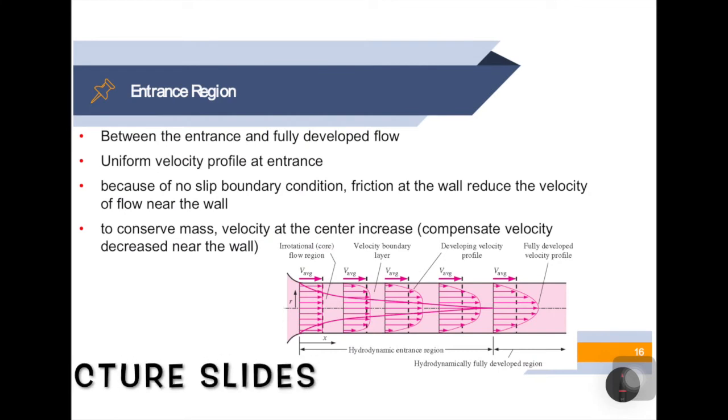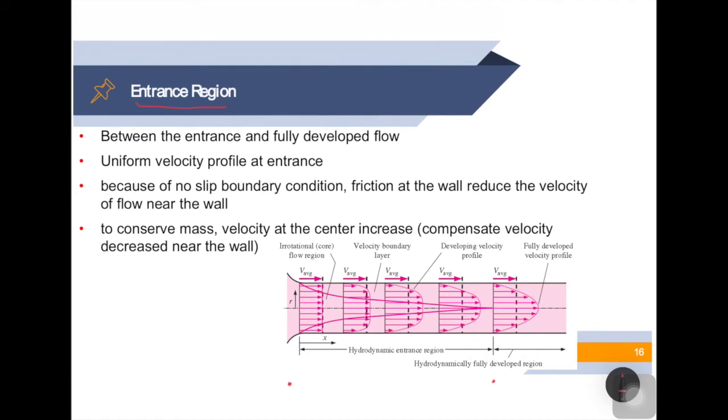Okay. So let us take a look at some of the lecture notes, and here is an introduction to the entrance region. Okay, this is something which we have covered just now: between the entrance and fully developed flow is a region called the hydrodynamic entrance region. So this region is called the hydrodynamic entrance region. Okay, what this is saying is that a uniform velocity profile enters at the entrance. So just at the entrance you can see that the velocity profile is uniform.